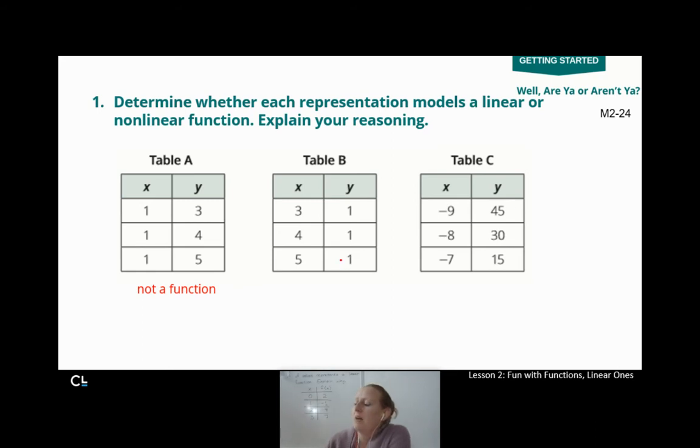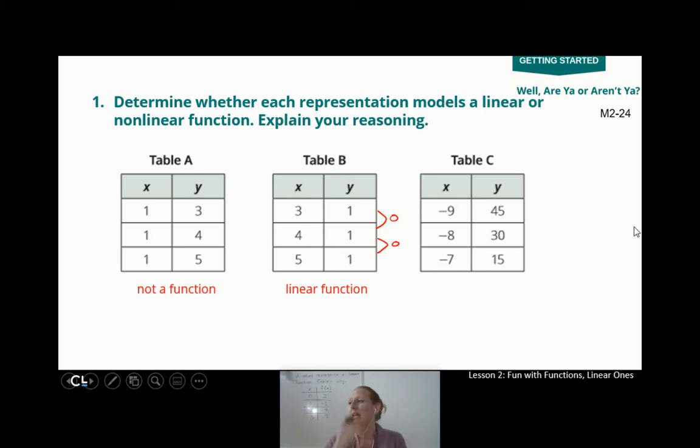Fine. Table B, well, let's see. X is going 3, 4, 5. Cool. So I'm going to check the first differences. We did that a few days ago, right? First differences. So 3, 4, 5. I'm going to check my first differences. And I'm like, okay, 1 to 1, 0. 1, 0. Well, I guess it is a constant difference. It's a constant difference of 0, but it is a linear function then. I forgot my first differences are the same.